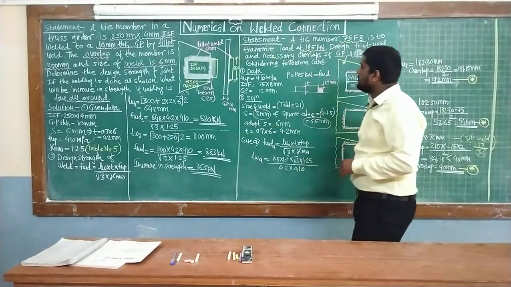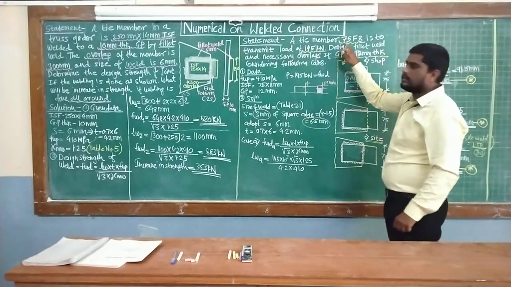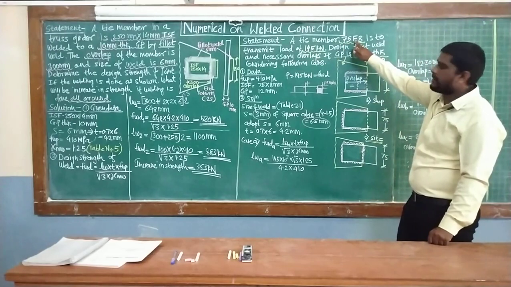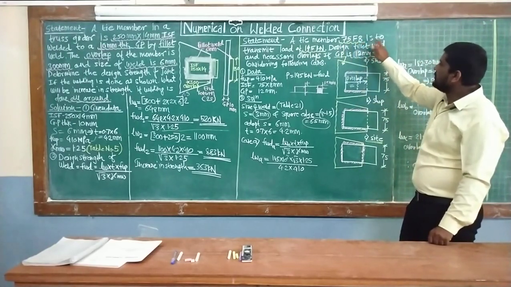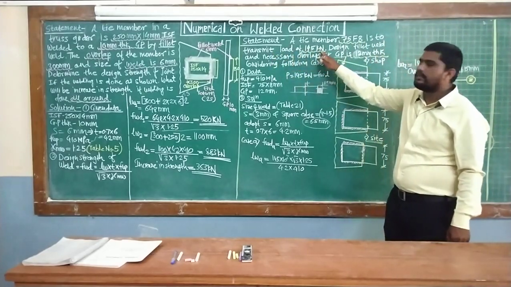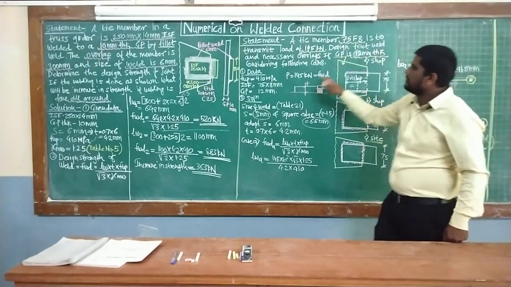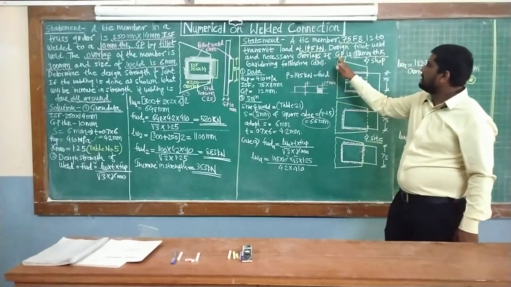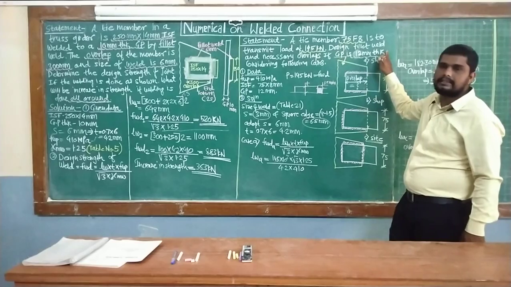Then the second numerical is dealing with a tie member, 75 F. 75 is a flat plate, with 8 mm thickness, to transmit a load of 145 kN. Design the fillet weld and necessary overlaps if the gusset plate, GP is the gusset plate, is 12 mm thickness.